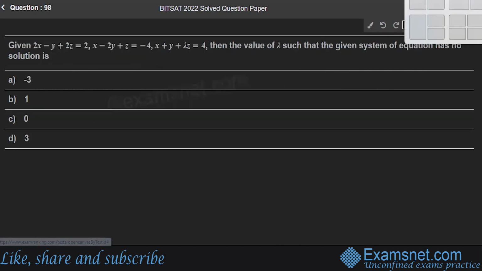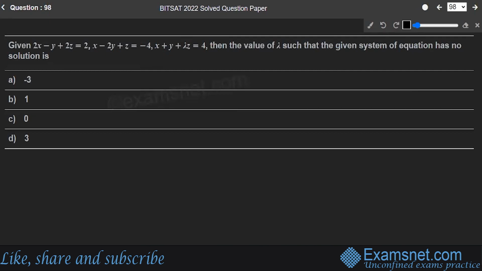Next is question number 98. Given 2x minus y plus 2z is equal to 2, this equation. So you are given number 1, number 2, and number 3. These are 3 equations, and the value of lambda such that the given system of equations has no solution. See, for no solution, the determinant is equal to 0. So let's write in the matrix form. This is the first equation, number 1. This is number 2 equation, and this is number 3 equation.